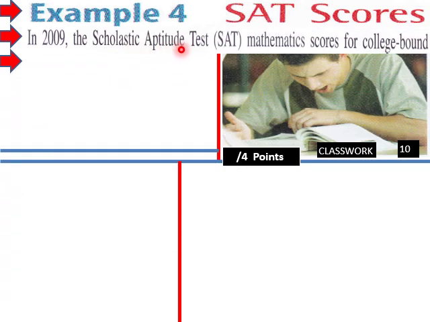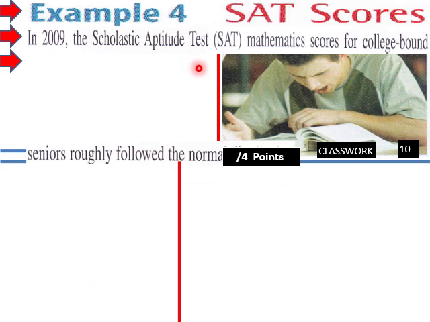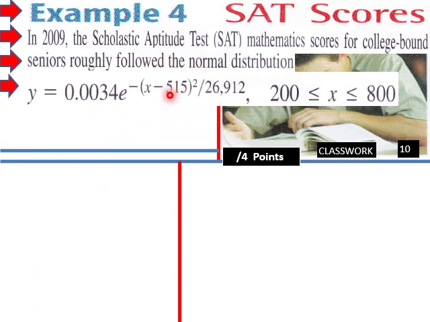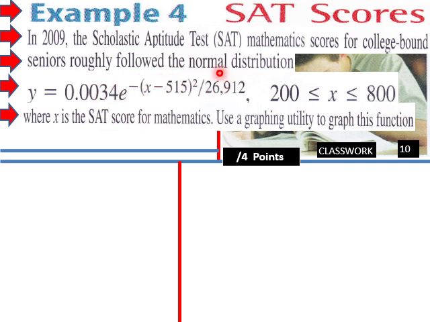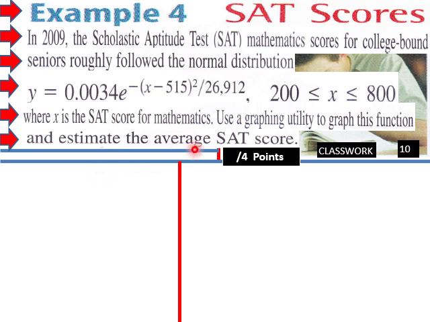SAT scores. 2009 Scholastic Aptitude Test mathematics scores for college-bound seniors roughly follow the normal distribution, and by using our Gaussian model and plugging in values here: y equals 0.0034e^(-(x minus 515) squared over 26,912), and then here are your scores for x between 200 and 800. So we have this function here. This is the function that will show the normal distribution graph of SAT scores, where x is the SAT score for mathematics. Use a graphing utility to graph this function and estimate the average SAT score.